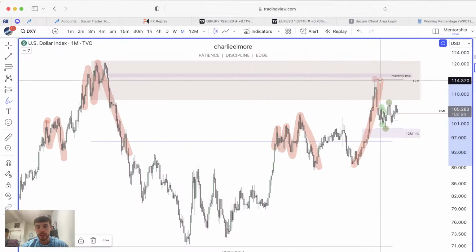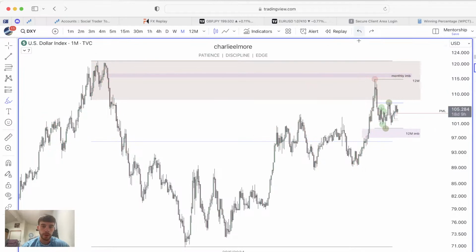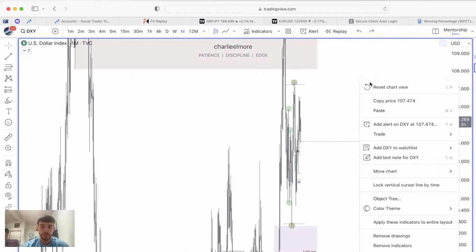Okay, so price has obviously come up to here. We've got this monthly imbalance resting above here. So price could reach above this high and then come back down. So there is that to think about. So that's what I'm currently thinking on this.